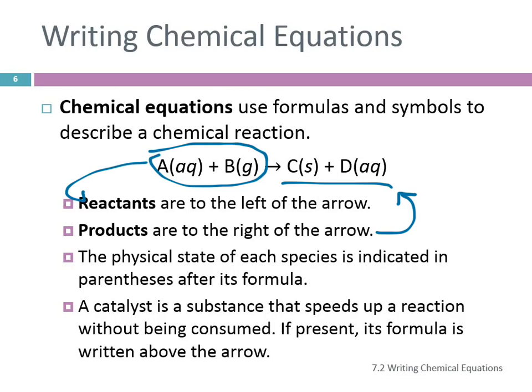Sometimes we have a catalyst in the reaction. A catalyst is something that just speeds up the reaction, but it doesn't actually get consumed. So if we had a catalyst, we would write the catalyst above the arrow. Sometimes you'll see things written above or below the arrow. And those are not actually reactants or products.